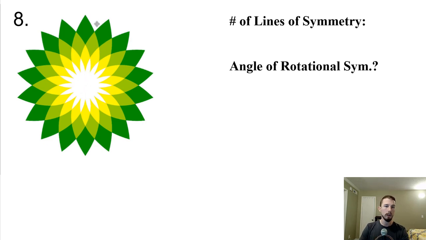And on this one, lines of symmetry, we've got lots and lots of lines of symmetry. In fact, for every single petal here, it's kind of like a flower, like a daisy or something, there's a line of symmetry that goes through it. So we would have to count the total number. I think there's 18. Just trust me. There's 18. So if we divide it by 18, 360 divided by 18 is 20 degrees. So we have a 20 degree angle of rotational symmetry. And number of lines of symmetry, there are 18.